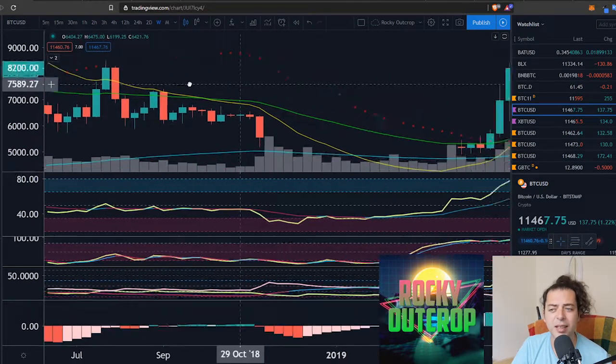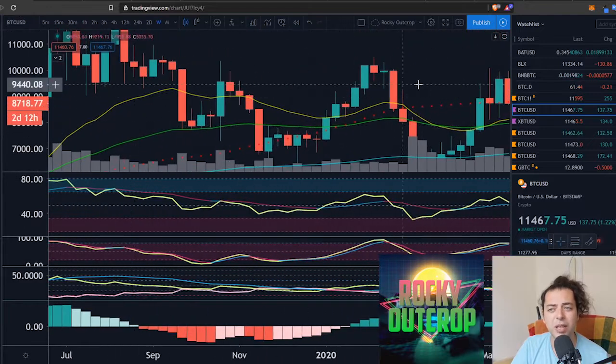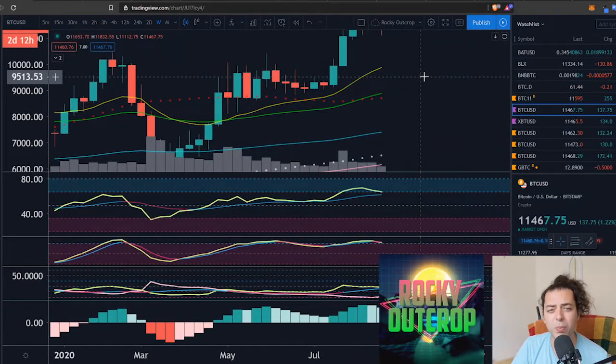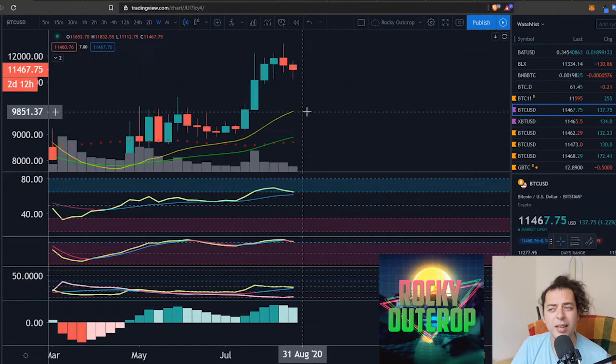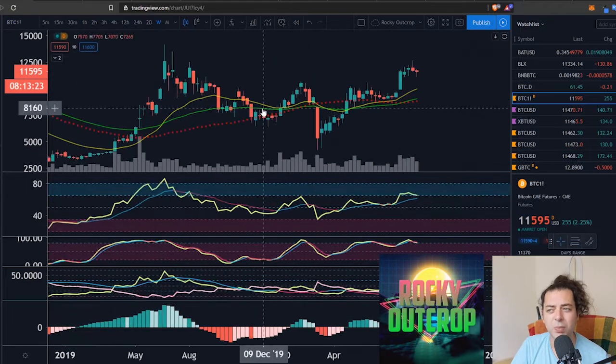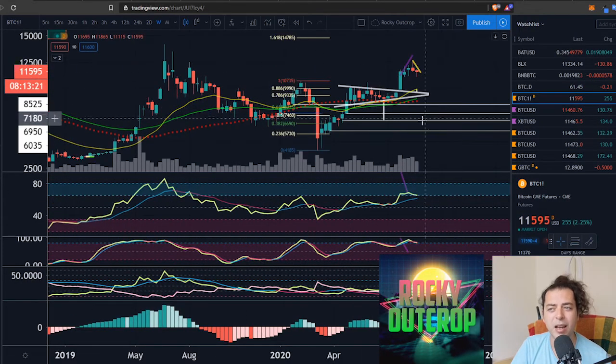If we were to test it and find support at it, then that would be, of course, a continuation of the overall bull trend, where we've had a significant pullback in the prices. And how would that look if that were to happen over here on the CME charts? If we just put the drawings back on for a split second.